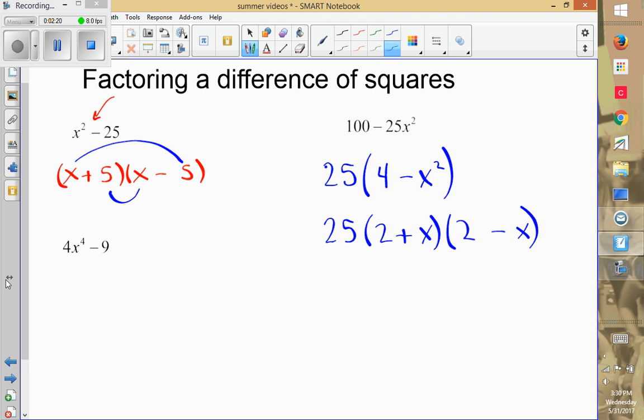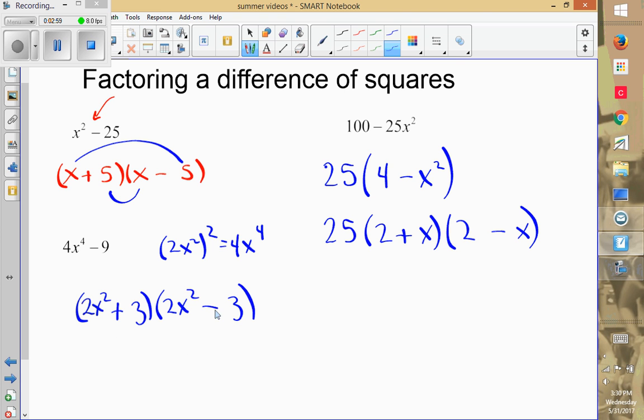Now, difference of squares can work even if the exponent that you have is not a 2. For example, in this next problem, 4x to the 4th is still the square of 2x squared. So you can do this with exponents that are higher than 2. So in this case, I would have 2x squared and 2x squared, and 9 is the square of 3. Make one positive, make one negative. So difference of squares can work even if you don't have a degree of 2.